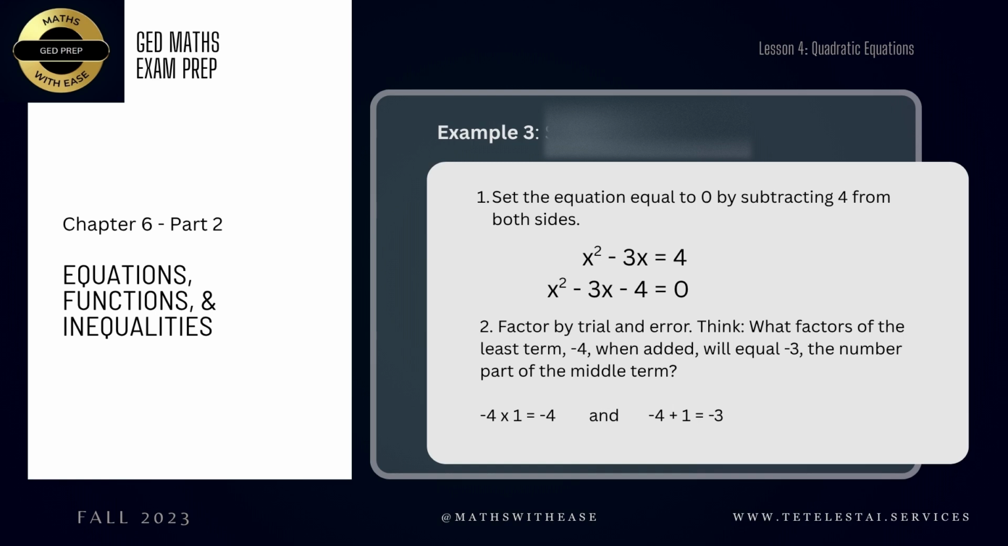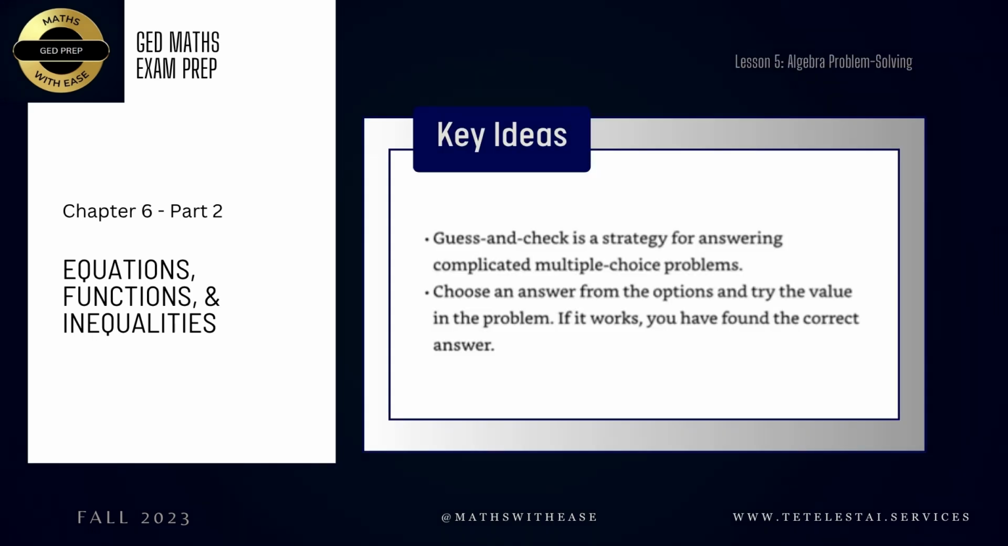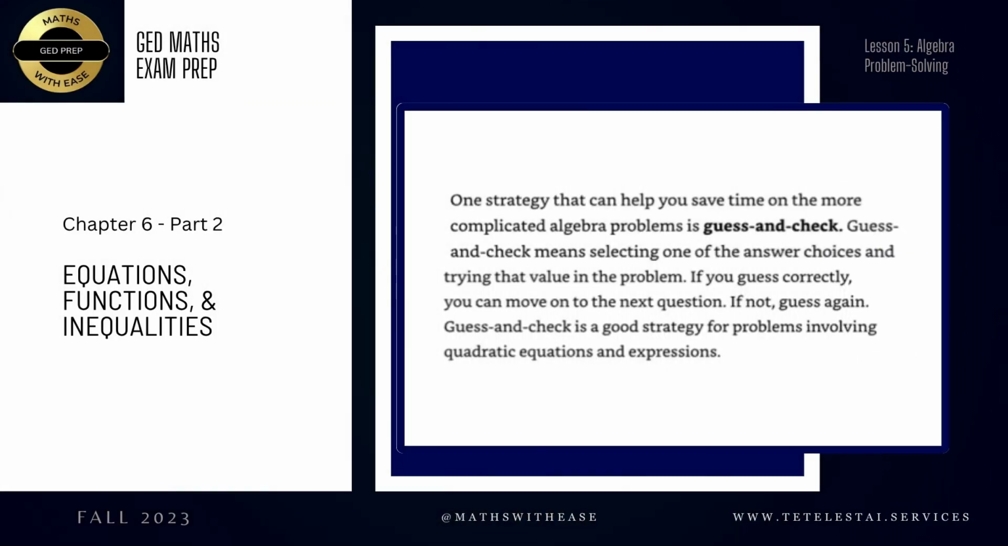So let's continue with lesson 5, which is on algebra problem solving. Essentially the same thing that we were just doing now. You can use guess and check as a strategy for answering complicated multiple choice questions. Choose an answer from the options and then try the value in the problem. If it works, you found the correct answer. And again, the book is providing you with the answer, skipping steps that you would need to get to the solutions. I guess it's just a way of making this information a little bit easier.